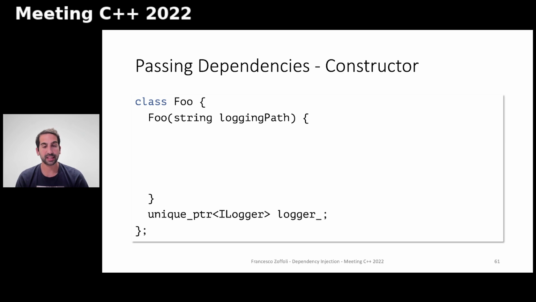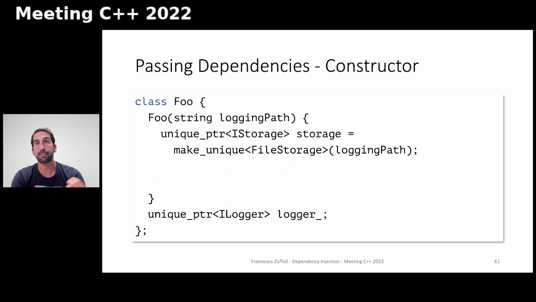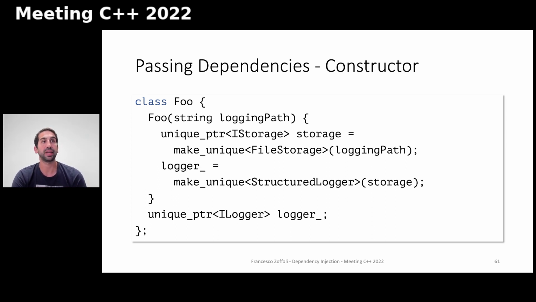So let's see an example of how we could see the dependency passed in a code base that we might be working on. Here we have foo, which needs a logger, and it takes a path of where to log, and then instantiates a file storage, providing the path where the log is going to be stored. And then we create a structured logger, which takes the storage, and we set this as a logger. And then the class is going to use the logger.